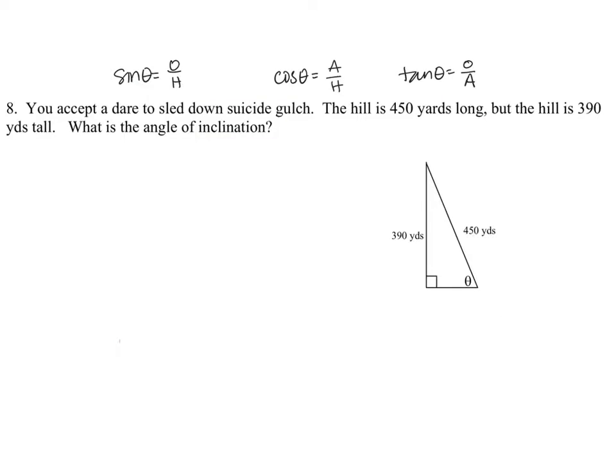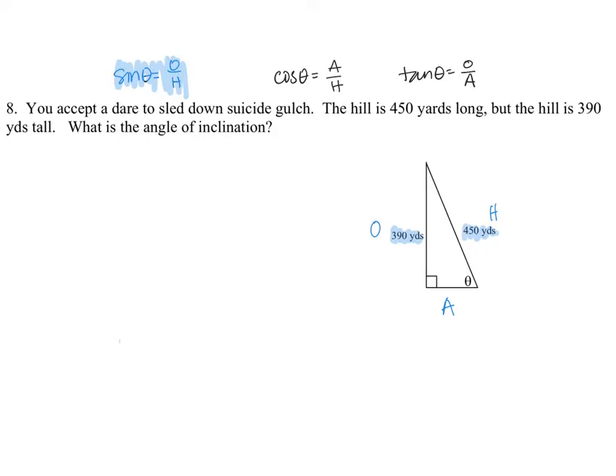So how do we actually solve this? Well, in this case, we have our little theta in the corner. So we're going to label this triangle with an O, A, and an H. And you're going to look at what side you have. We only have 2 sides in this case. If you have all 3 sides, go for whatever trig ratio you like the best. But here we have the O side and we have the H side. So O and H is sine. So that's what we're going to be using.